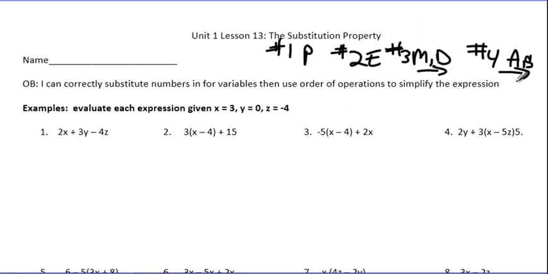You need to have this on your paper if you want credit for the homework. Write it down. Alright, moving on here.